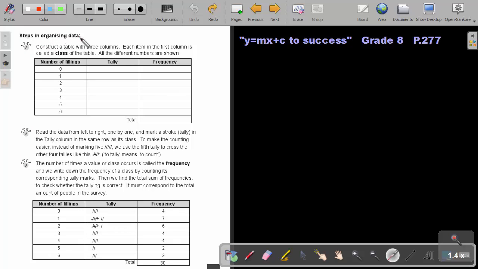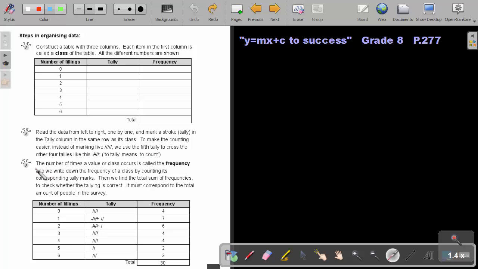Steps in organizing data. Construct a table with 3 columns. Each item in the first column is called a class of the table. All the different numbers are shown. Okay, so these are the different fillings. Read the data from left to right, one by one, and mark a stroke, a tally, in the tally column in the same row as its class. To make the counting easier, instead of marking the 5th stroke, we use it to cross the other 4 tallies. Like we just make 4, and for the 5th one we cross it. To tally means to count.